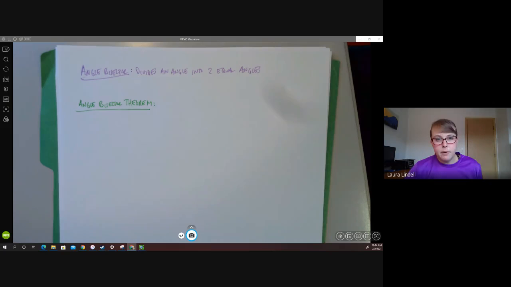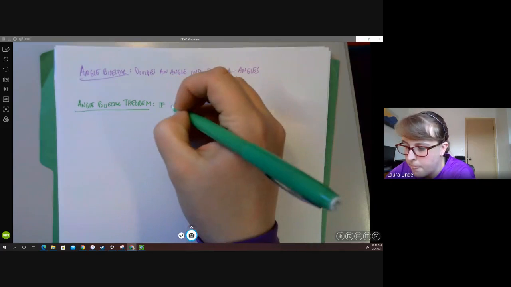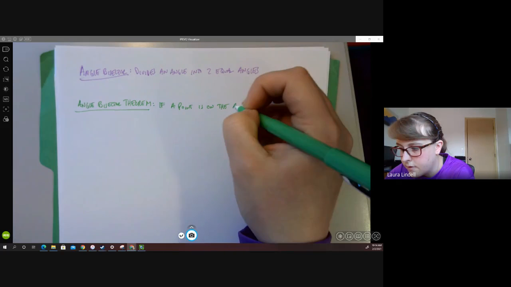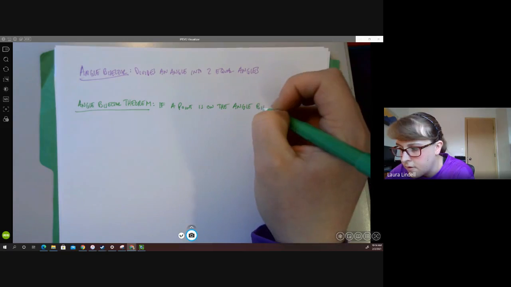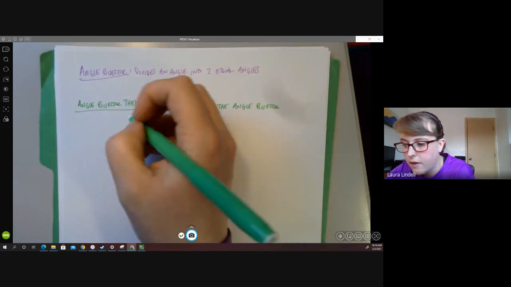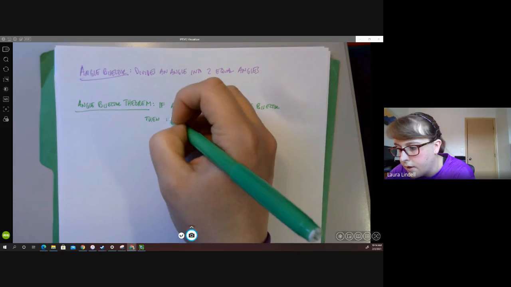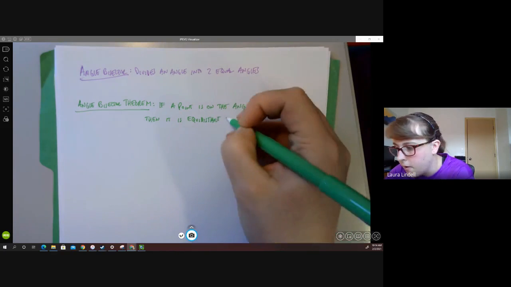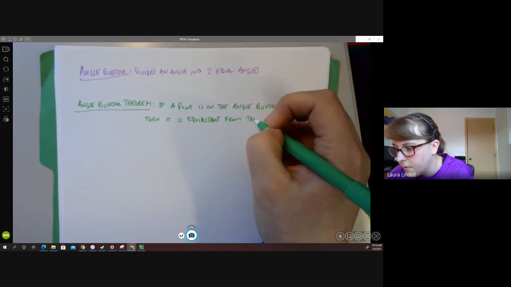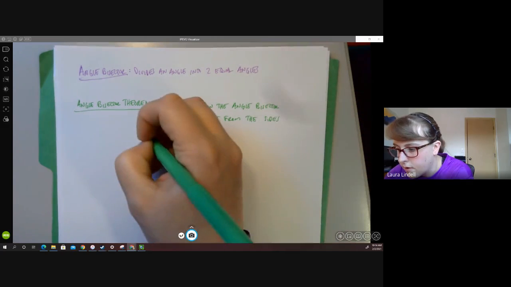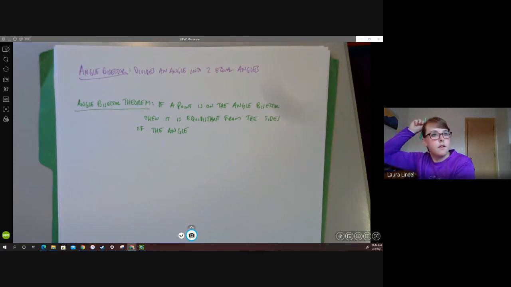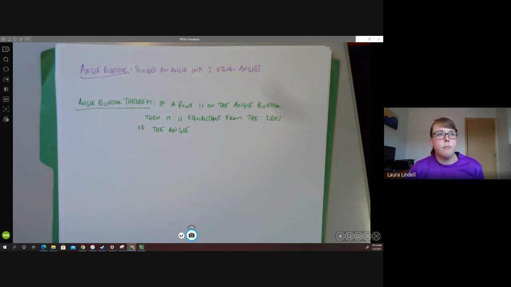Okay, so the angle bisector theorem says if a point is on the angle bisector, then it is equidistant from the sides of the angle. So if a point is on the angle bisector, then it is equidistant from the sides of the angle.